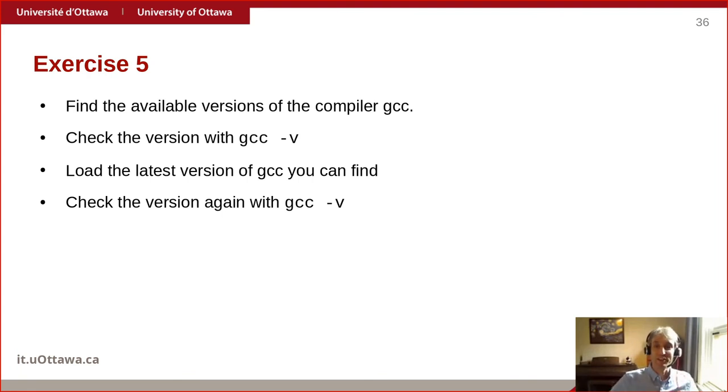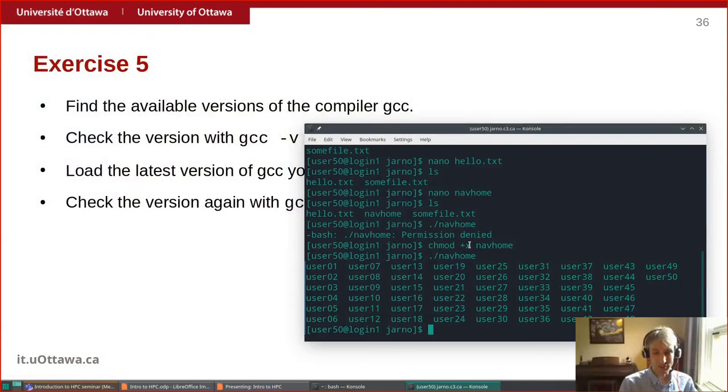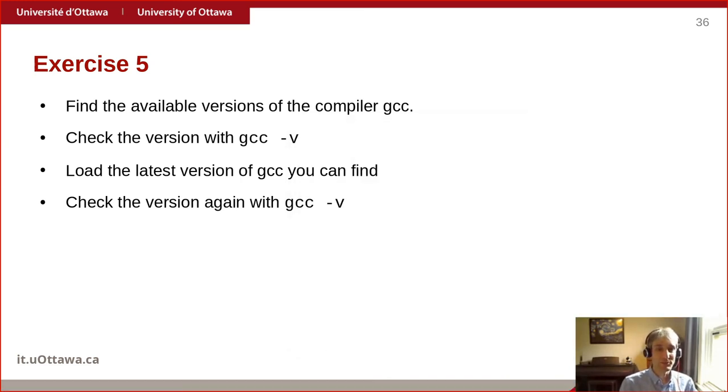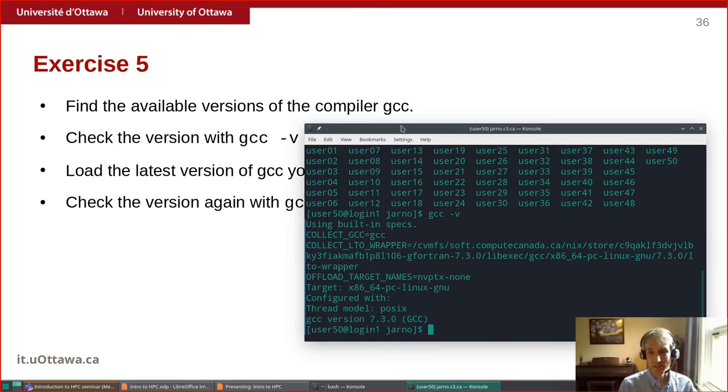Anyway, for the next exercise, I want you to use module to find all the available versions of the compiler GCC. If you type in your shell just gcc -v, without anything behind it, it will show you the version. It shows I currently have 7.3.0. So that's what I want you to do. Use the module command to find all the available versions of GCC, then check the current version, then use module to load the latest version, and then check the version again to see if you have the new version.